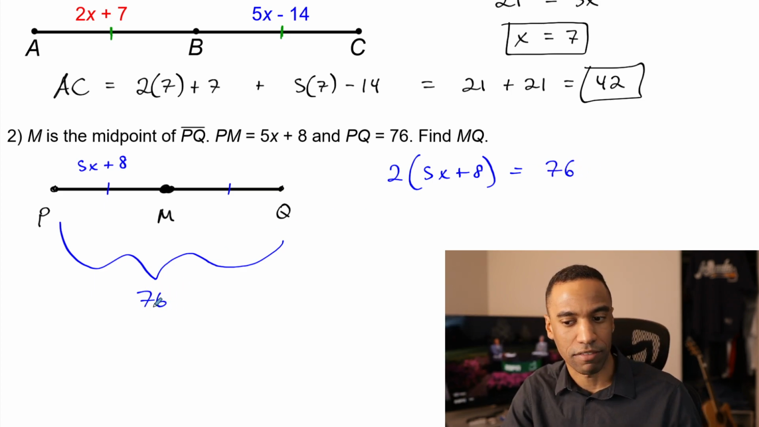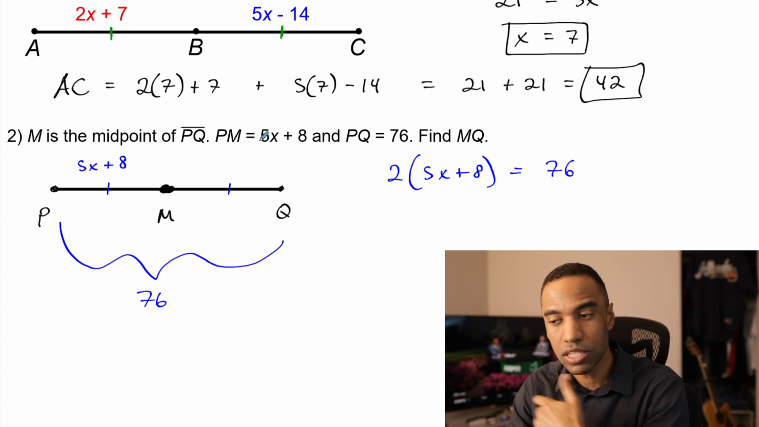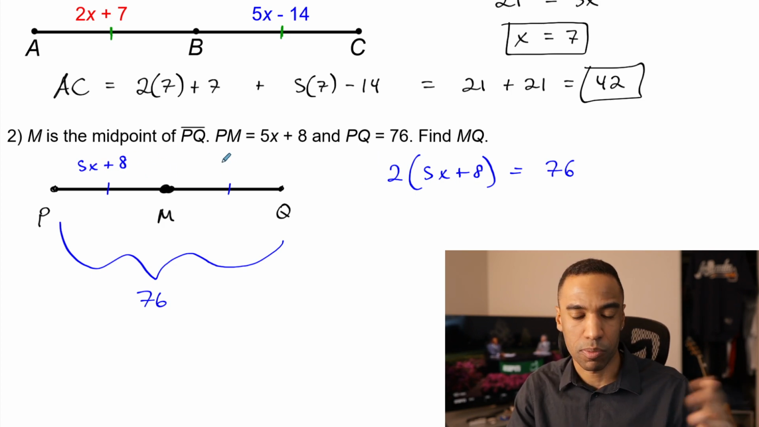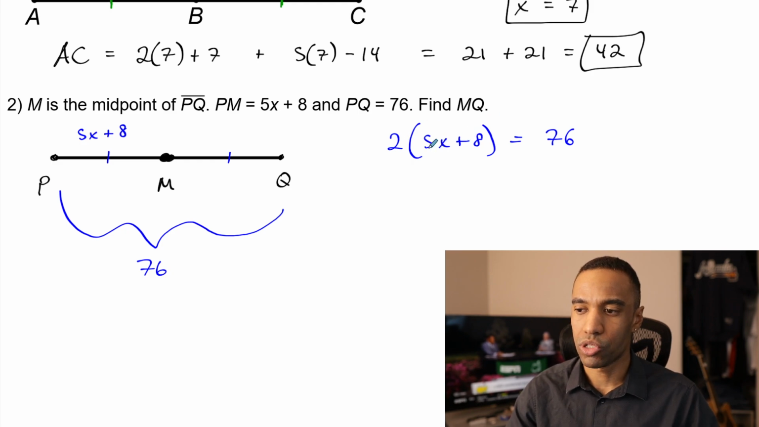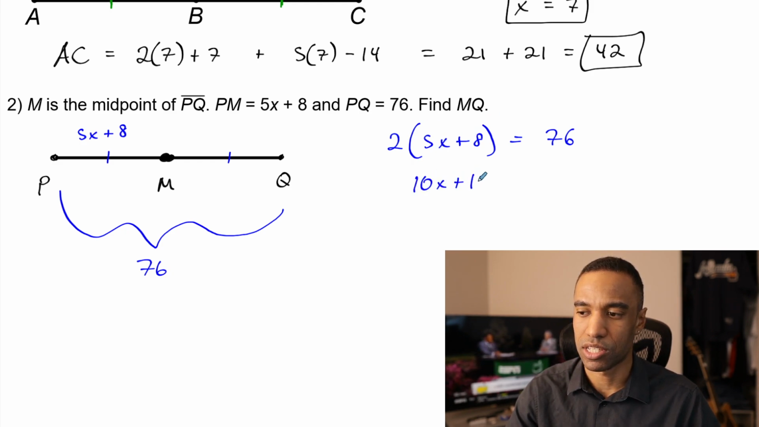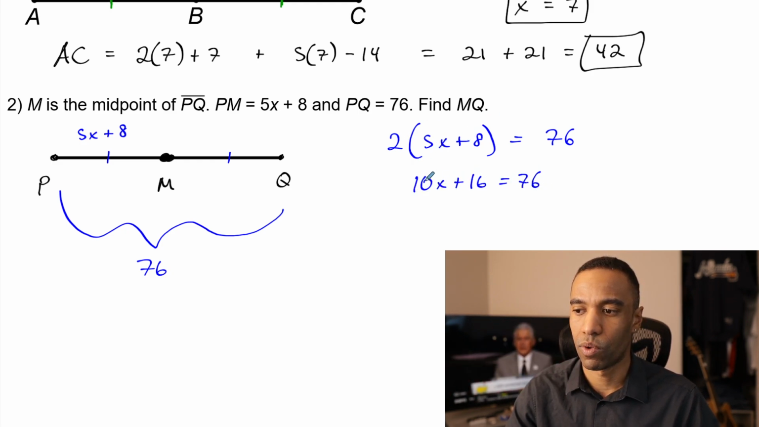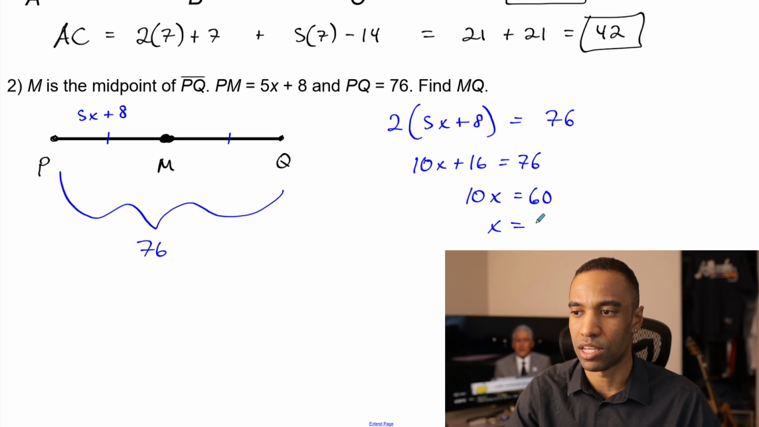Or if I took half of 76, I would get 5x plus 8. That's kind of a good way to put it. You could do 5x plus 8 plus 5x plus 8, just giving you all the different options. Anyway, distribute 2 into here. We get 10x plus 16 equals 76. And work the rest of the algebra, of course. Subtract 16 from both sides and divide both sides by 10. We get x equals 6.